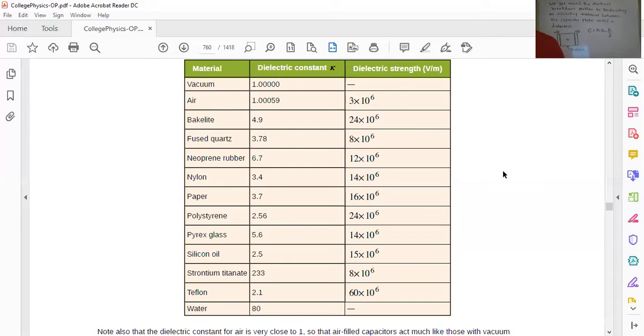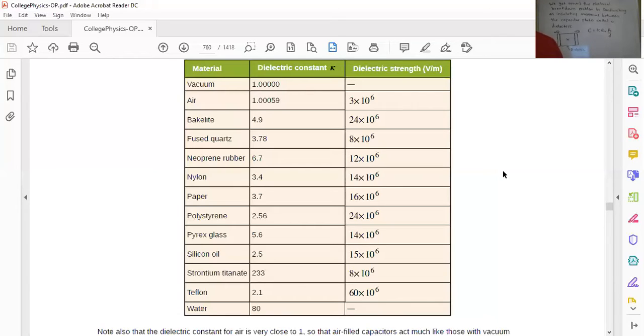The next one, Bakelite, is 24 times 10 to the 6. Fused quartz, 8 times 10 to the 6. Neoprene rubber, 12 times 10 to the 6. Every other material that you could put in between these parallel plates, other than air, has a much greater dielectric breakdown strength. So not only is the electric field going to be weaker because fewer field lines are going straight across from one plate to the other, but on top of that, the electric field strength of the dielectric material will be much greater than that of air. So again, it's a win-win-win situation altogether.